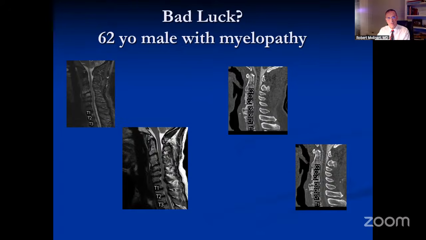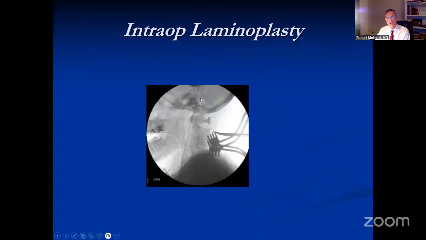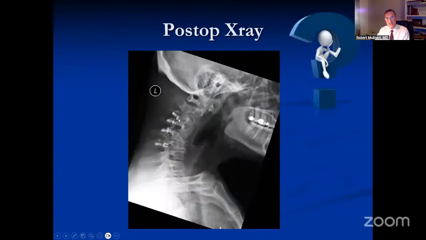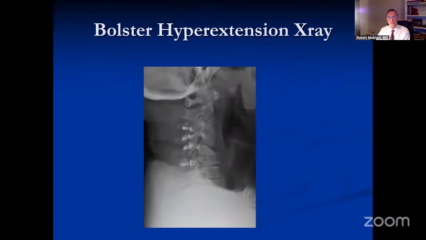It's a 62-year-old male with myelopathy who the surgeon went in and did a laminoplasty operation. And when he referred the patient to me, this is what the patient looked like. And he said, oh, Dr. Molinari, it's bad luck. Patient's not happy with me. Can you fix it? And I looked at this and said, sure. I took the patient on and I looked at this and I said, I don't think this was bad luck.